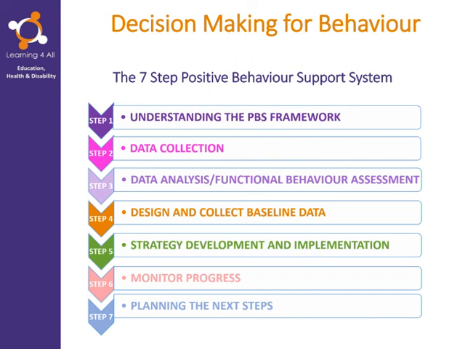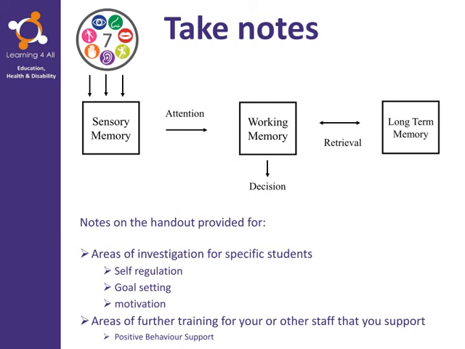Areas for investigation for specific students. If you've got students who are having difficulty with self-regulation, that's that flip the lid, being able to keep their emotions regulated in order to be able to make appropriate decisions. If you're having students who are having difficulties with goal setting, they may not care about the work that they're getting or want to try for the work that they're getting because the goals are maybe not achievable for them, or if they're struggling with motivation. Positive behaviour support techniques can really help you.